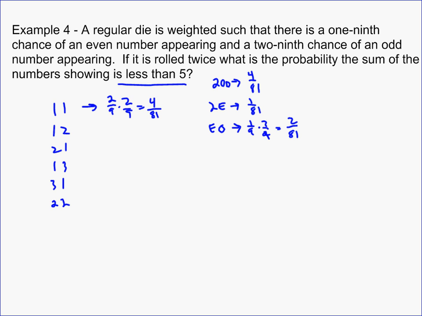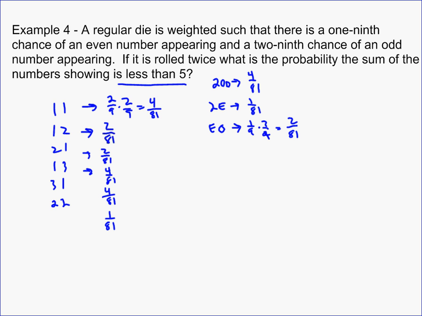So we can just calculate each one of these. An even and odd we just saw was 2 out of 81. Another even and odd, 2 out of 81. An odd and an odd we know is 4 out of 81. Another odd and an odd is 4 out of 81. And the last one, an even and an even, is 1 over 81. So those are all the different possibilities.